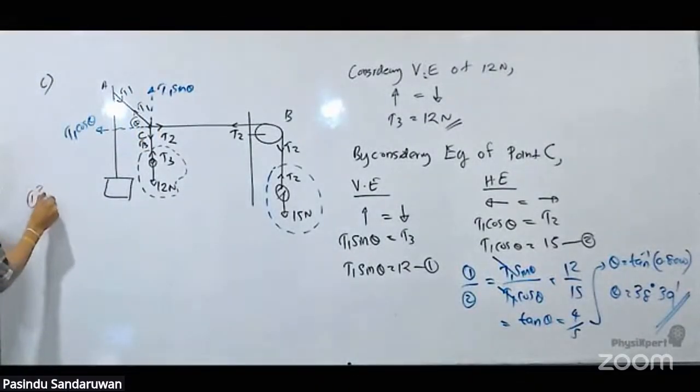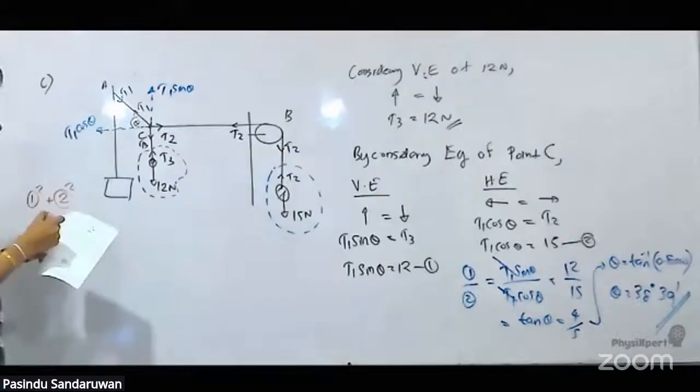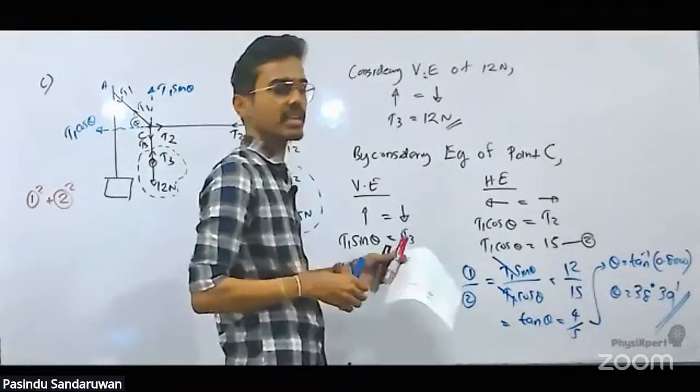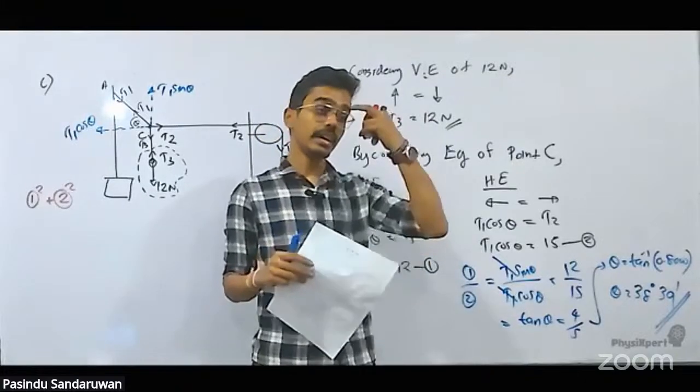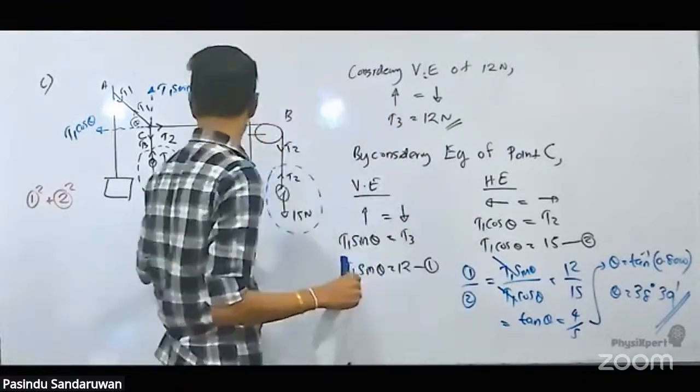1 squared plus 2 squared. If you got two equations having sin and cos as variables, and you need to remove theta from the variables, this is the only way possible to do it.